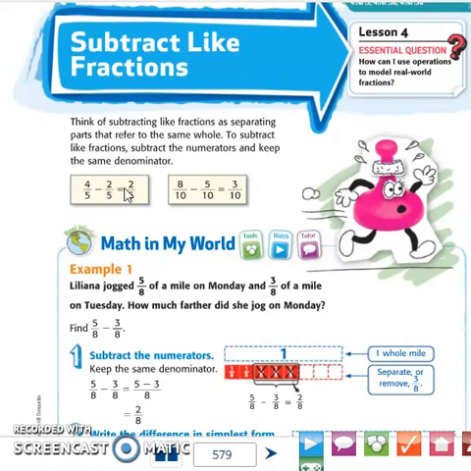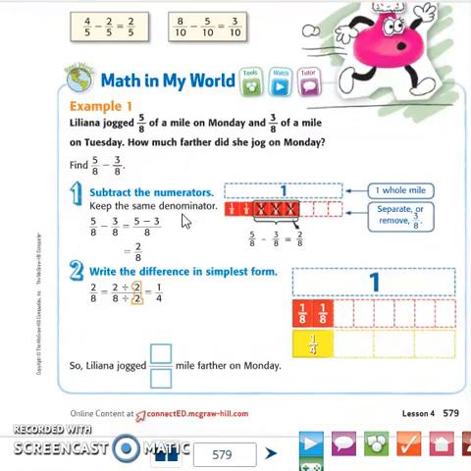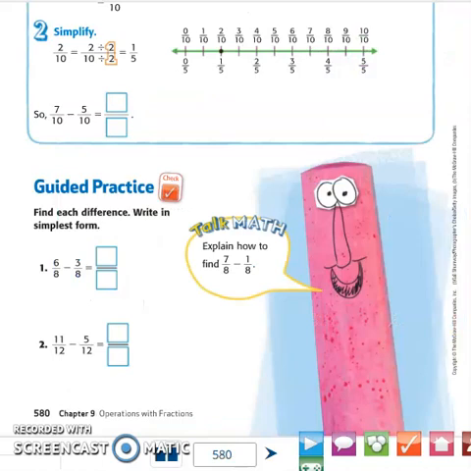So here we've got our numerators that we're subtracting and we're keeping the same denominator across. 8/10 minus 5/10: we're not taking 10 minus 10, the denominator is staying the same. 8 minus 5 is 3. So here's an example for you to read through and work on, and I am going to go through the first guided practice with you here.